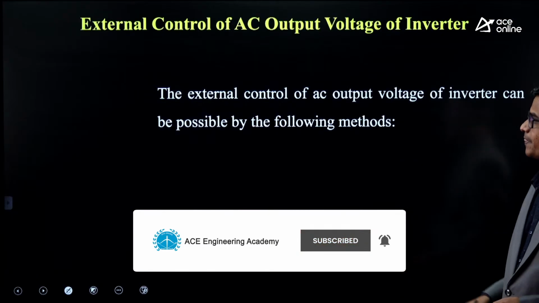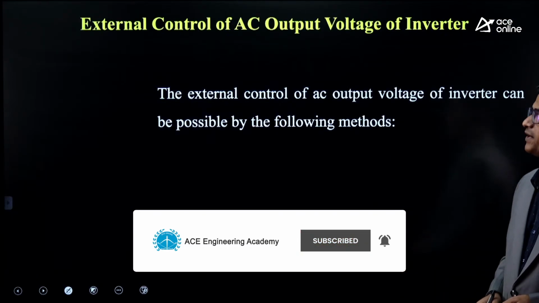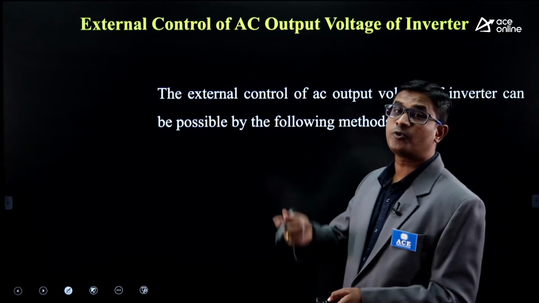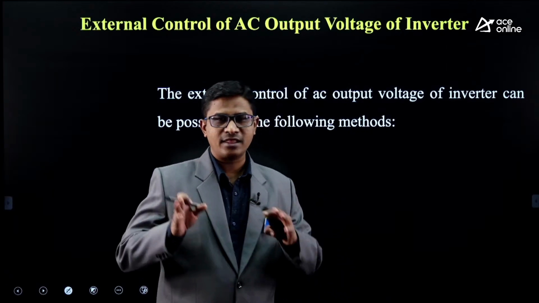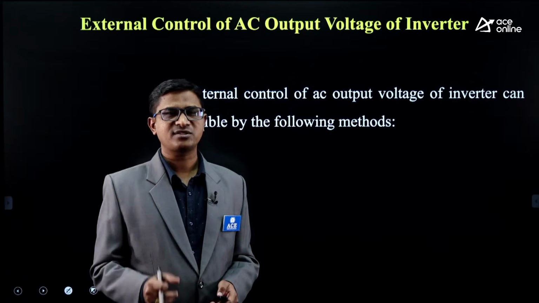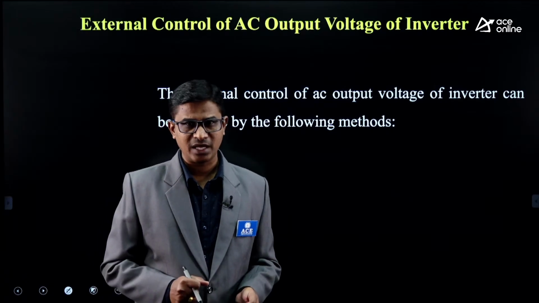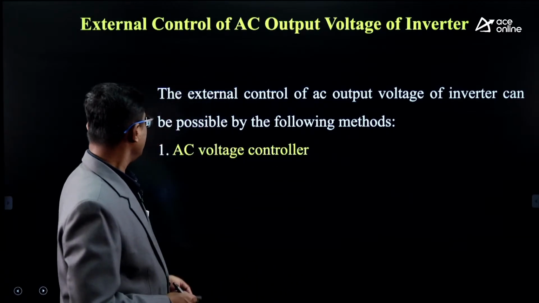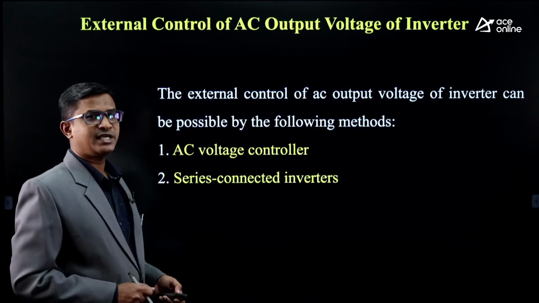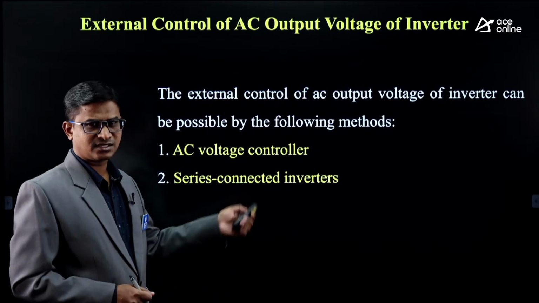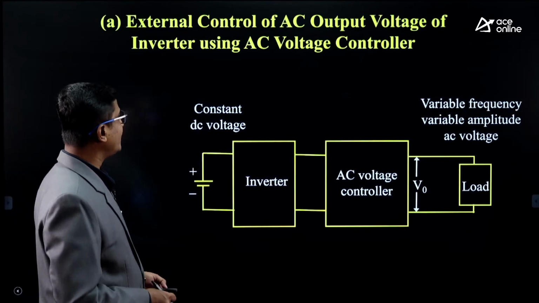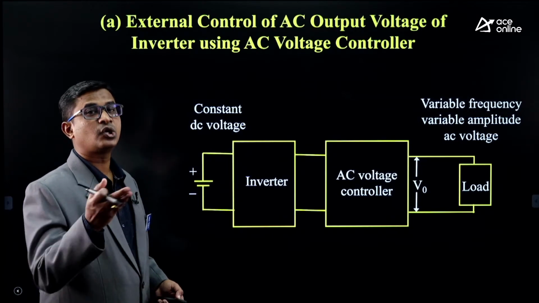All right. So next, external control of AC output voltage of inverter. External control of AC output voltage of inverter means now at the output side of the inverter we are going to add blocks, that is, different converters. Okay. So here, yes, we can connect an AC voltage controller. We can use a series connection of inverters. Let us discuss in short.